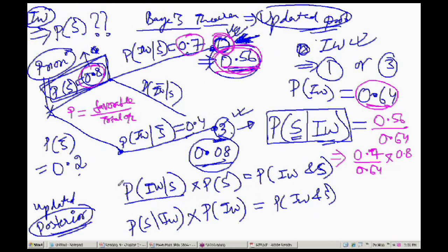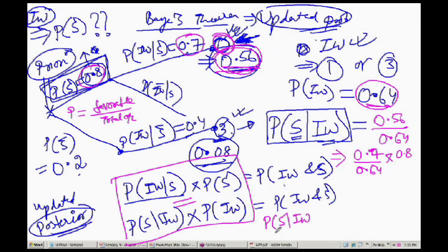Now if you try to simplify this equation, can I say that these two will be equal? Because both are calculating the same thing, that is, the probability of India winning and the probability of Sachin playing. Both are the same thing, right? So if you simplify this, the probability that Sachin is playing given India has won will be equal to the probability India won given Sachin was playing, into the probability of Sachin playing, divided by the probability of India winning.